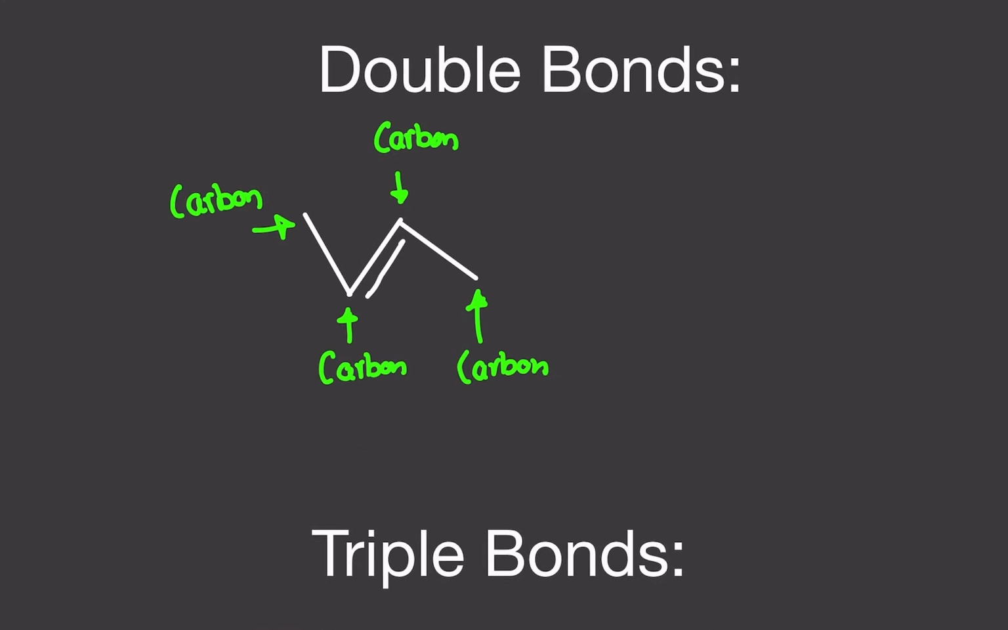So let's look at double bonds here. Double bonds are interesting where you draw basically a second line right next to the line that has the double bond, the carbon that has the double bond.